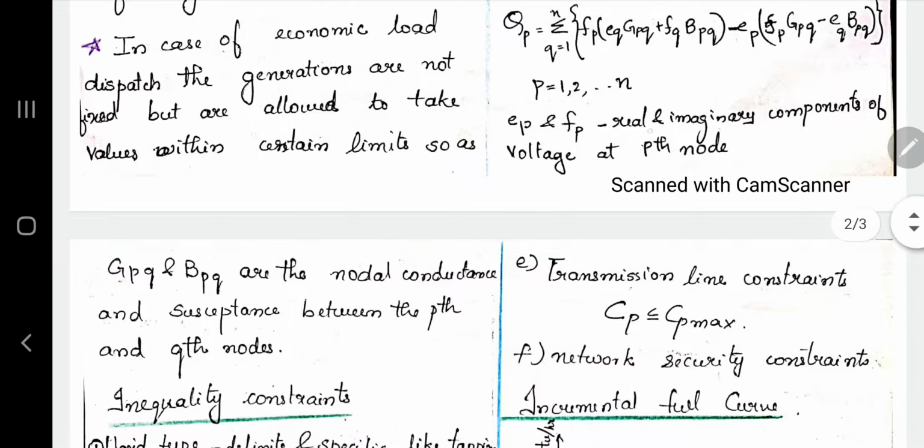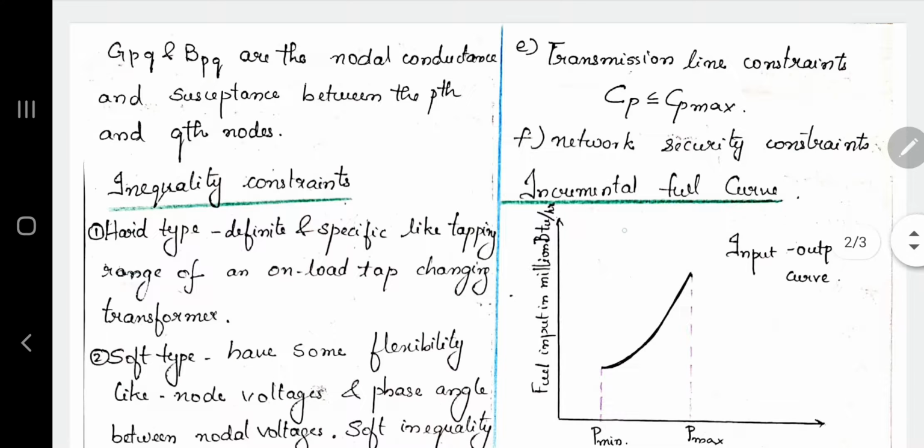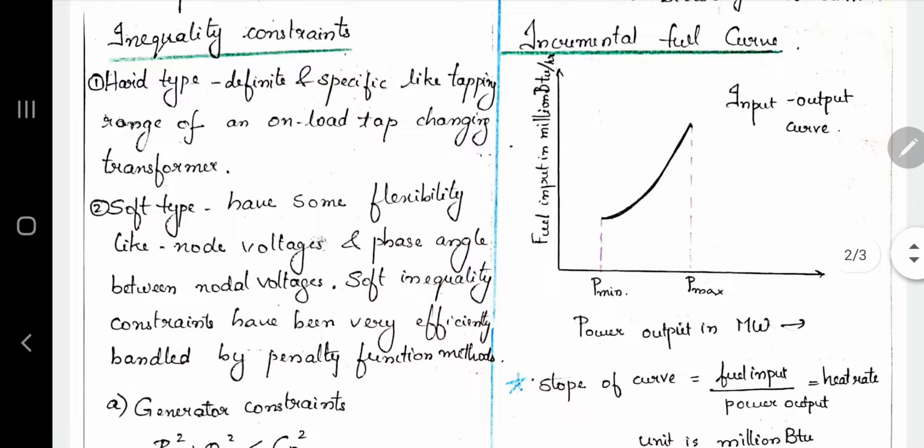Okay, now what are GPQ and BPQ? We have already studied it. They are the nodal conductance and susceptance, mentioned as GPQ and BPQ. Okay, next we are moving into what is meant by inequality constraint.